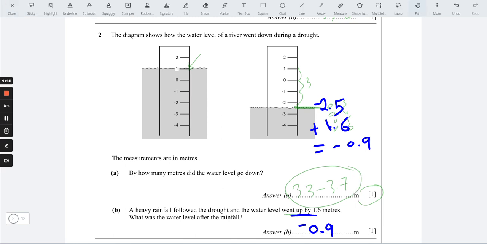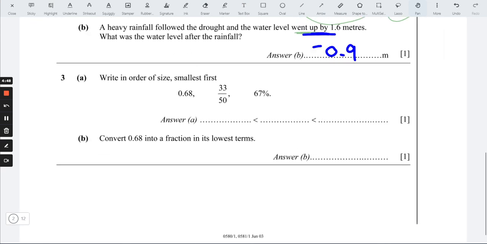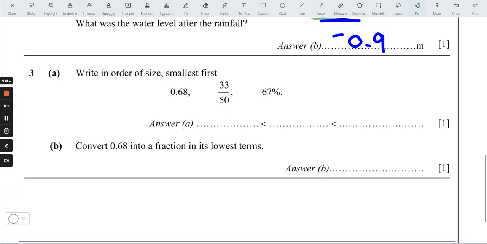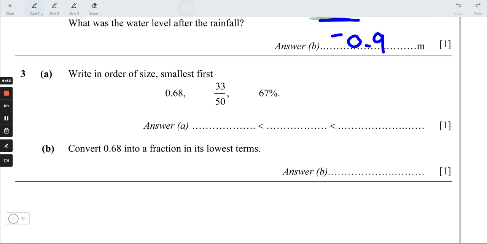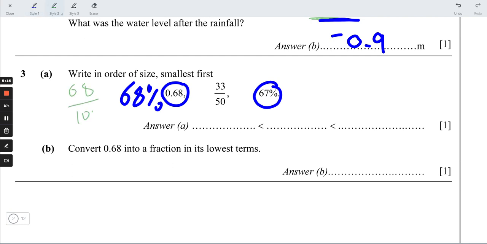Now question 3. In question 3 here, write in order of size, smallest first, these numbers. So here this is a percentage. Here is a decimal. You can change it to a percentage by writing it as 68%. So you could rewrite it as 68%, because 0.68 is no more than 68 over 100. So just change this 100 to the percent sign. So 68%.